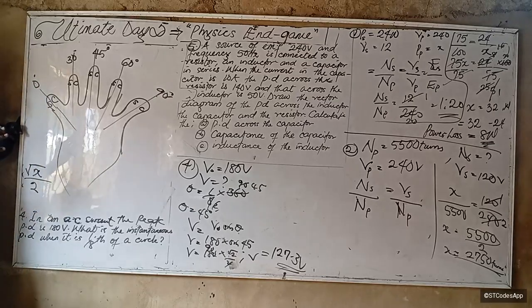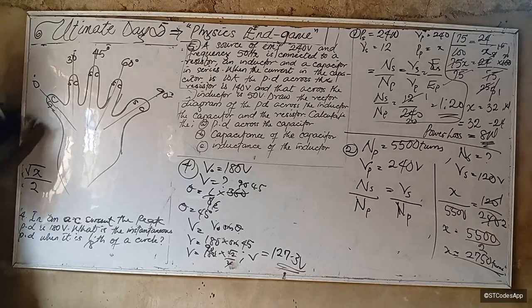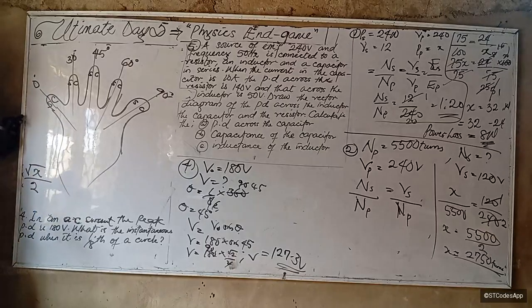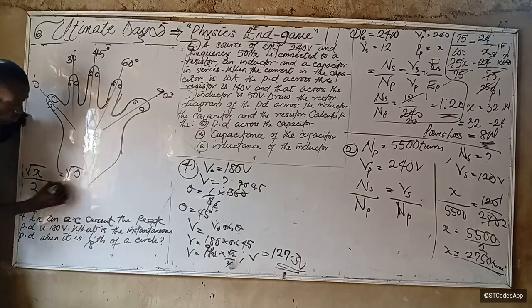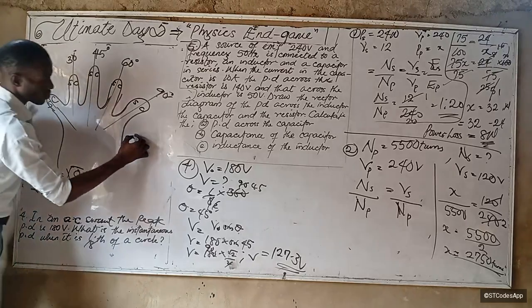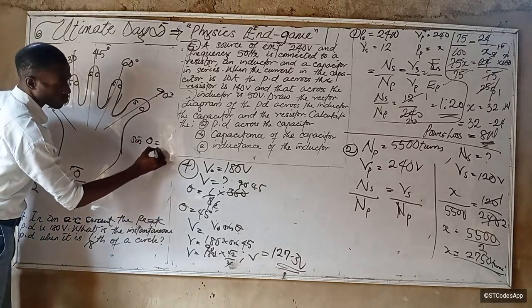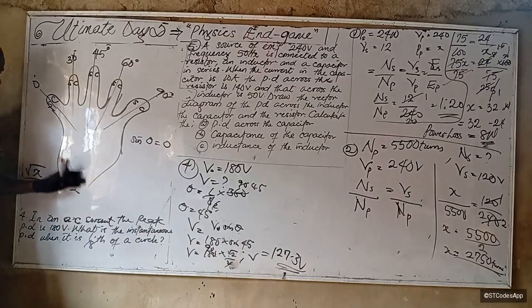That's the rule. So for example, if I want to take sine 0, sine is on this side, right? How many fingers do I have left on this side? Nothing, right? So it will be the square root of 0 over 2. Square root of 0 is 0, 0 over 2 is 0. So sine 0 is equal to what? 0. Does that make sense?